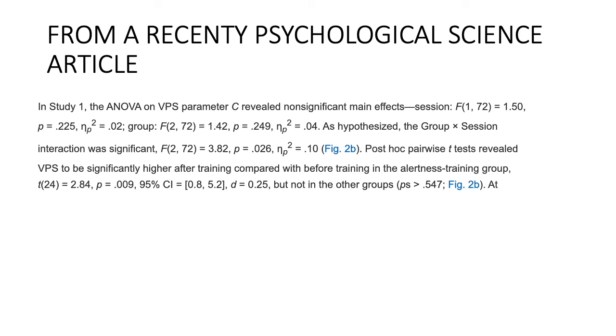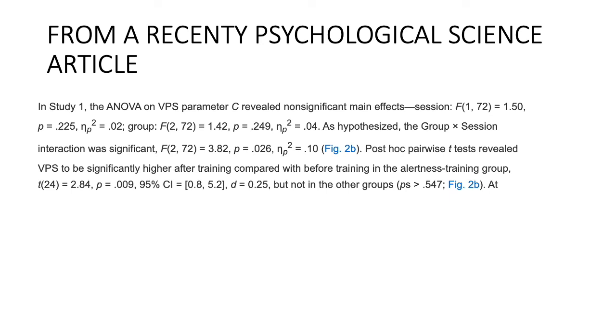So I want to show you how I come up with the write-ups for you all. I just found a relatively recent Psychological Science write-up of an ANOVA. It says in study 1, they did multiple studies, the ANOVA on VPS parameter C. So the ANOVA is the test they ran. VPS parameter C is their DV. Don't worry about what it means. Revealed non-significant main effects. And then it uses this dash and it says session.